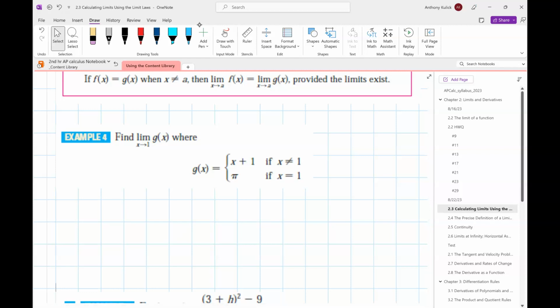So again, we're doing some limits algebraically. What is this one going to be? The limit as x approaches 1 of g of x, where g of x is the piecewise function x plus 1 for x not equal to 1, and pi where x equals 1. What do we think?